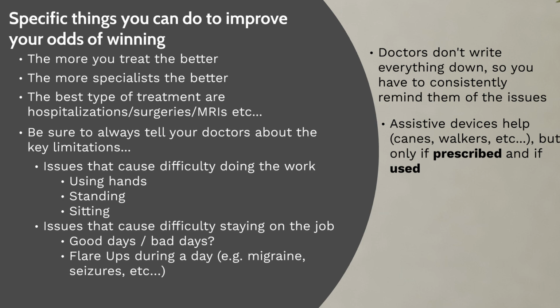So if you're using a cane, this happens a lot, where a person will have difficulty walking, just go into CVS, buy a cane, and then the doctor will see that they're using a cane, and think, well, I don't need to prescribe it because they're already using it. Well, as your disability lawyer, I really need to see the paper trail here. I need to see that the doctor is recommending that you use the cane. So if you need a cane or a walker or whatever the assistive device is, then you need to get a prescription from the doctor, and you can talk to your doctor about this.